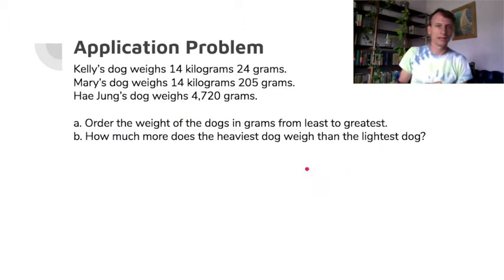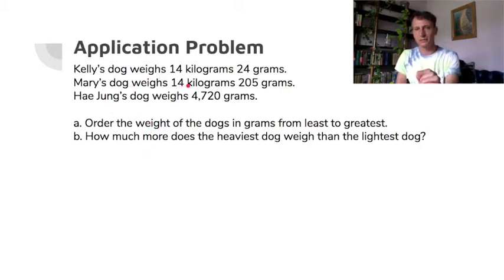Getting the hang of this? Great. Well, now let's put it to use. We got dogs today. We got Kelly's dog, Mary's dog, and Hey Jung's dog. Kelly's dog weighs 14 kilograms, 24 grams. Mary's dog weighs 14 kilograms, 205 grams. And Hey Jung's dog weighs 4,720 grams. Just to take a moment and look at those, obviously these are in kilograms and grams, but they're different in that this one has a value only up to tens, this one has a value up to the hundreds, and this one's just in straight grams.